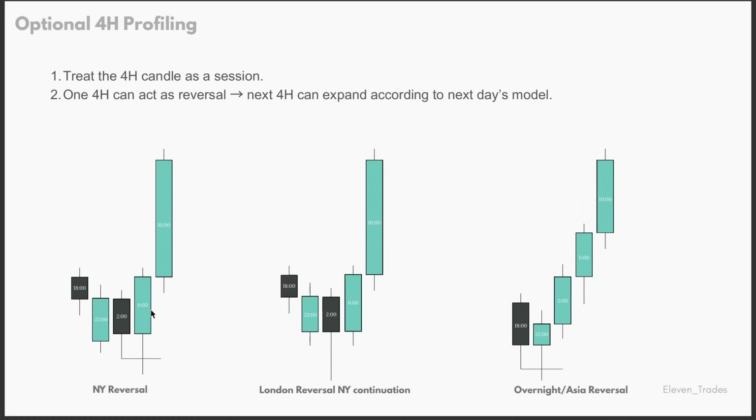continuation entries. When a single 6 AM candle is reversing, it is leaving that protected swing on the hourly time frame or even on the 15-minute time frame. So we can seek the next candle as a continuation.